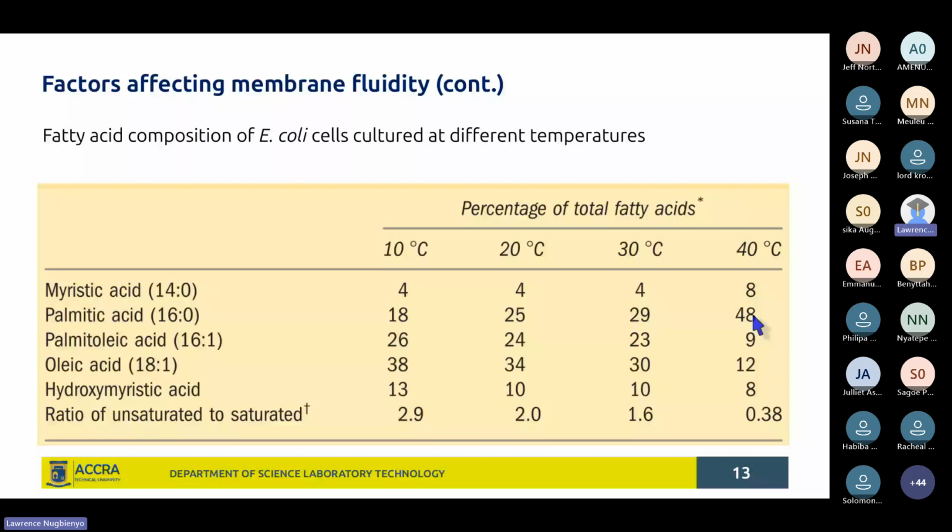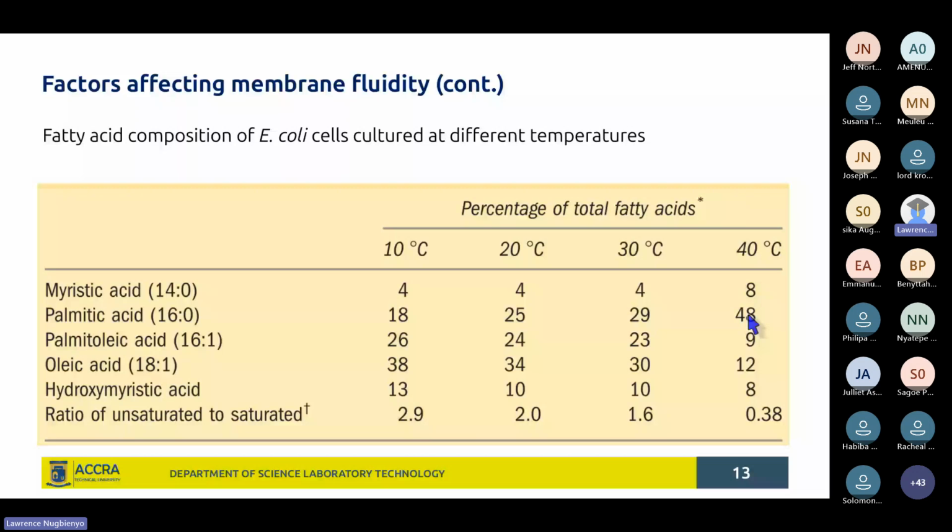That is a high amount of saturated fatty acid to compensate for that high temperature there. All right. Now, actually you can see that it is along that palmitic acid that you see most of the change, because you can see that 18 for 10 degrees Celsius, and then for 20 and 30 degrees, here not so much of a difference, but at 40 degrees the difference is big.